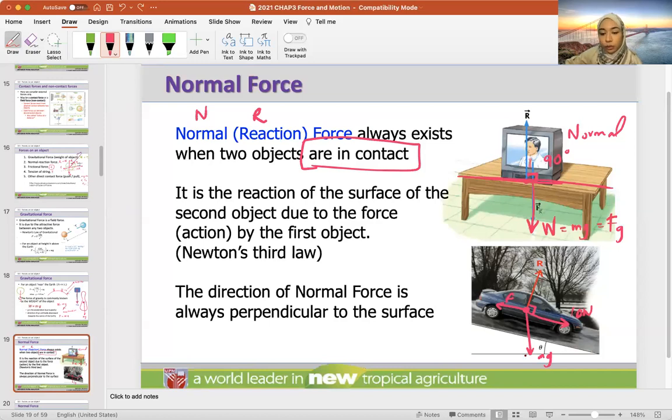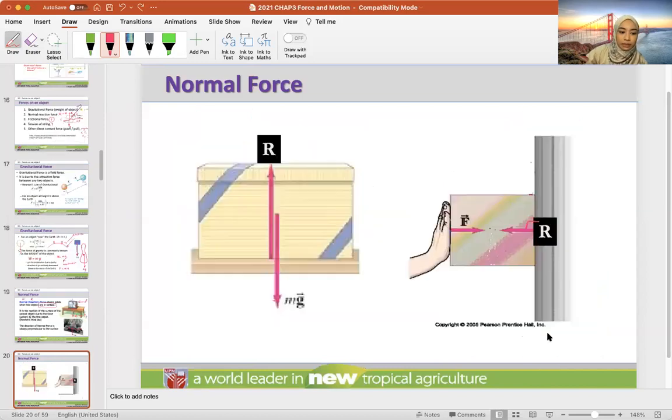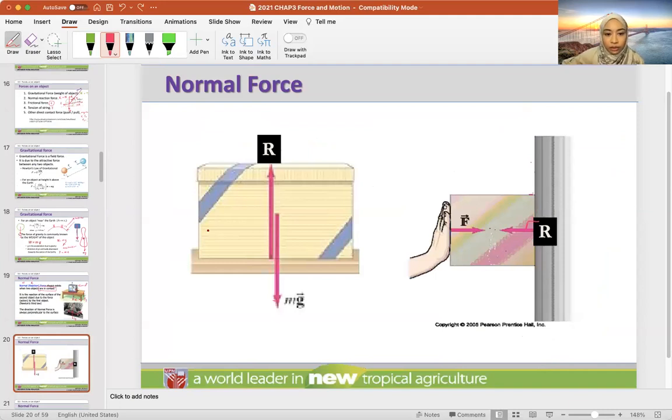So MG is always going down. Tak kisah, macam mana pun mesti kena going down. Okay, so this is a box on a table. So kat sini dia tak label from the center of mass, dia tunjuk in general je. So MG is going down, W or reaction force is going up 90 degrees to the table. Okay, and then you have this box on a wall. The contact is here, so this is your surface 90 degrees to the surface. Ni tengah tolak, so ni F. Boleh label as F.